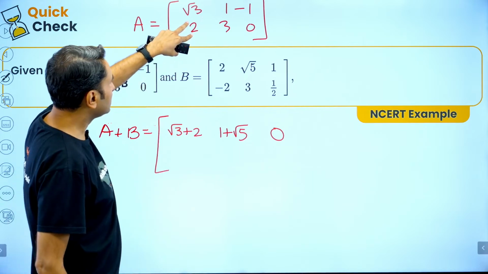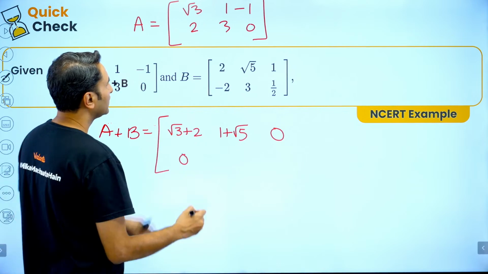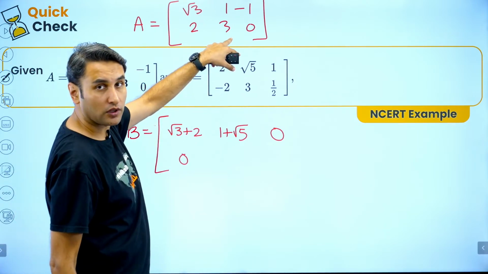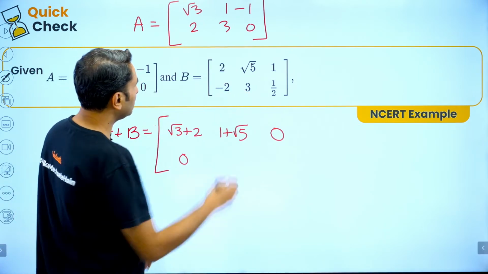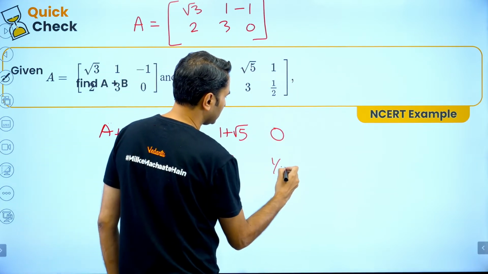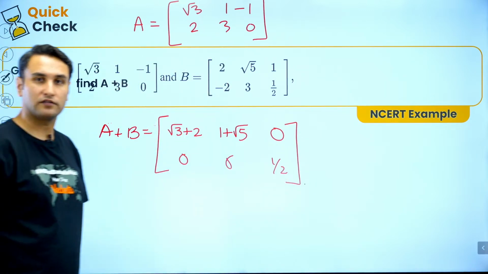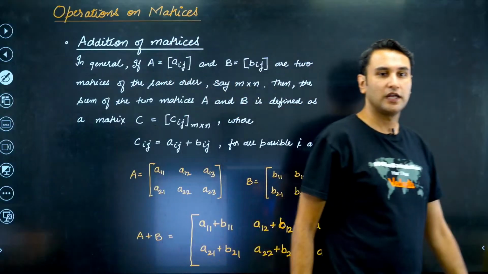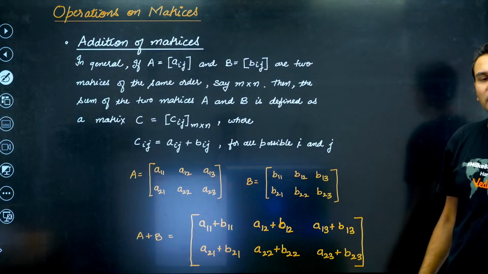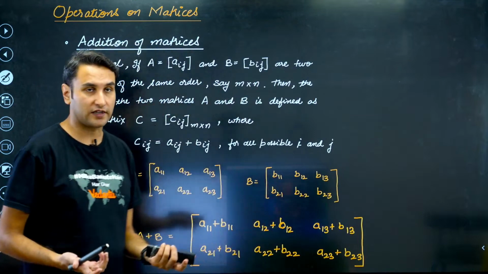Okay. So, second row, first column, second row, first column, 2 minus 2, 0. Second row, second column, second row, second column, 3 plus 3, 6. And 0 plus half is half. This is the addition of these two matrices. Is this clear? Pretty simple, right? Now, finally we are coming down to operations of matrices, which we learned just now, which is addition to begin with.